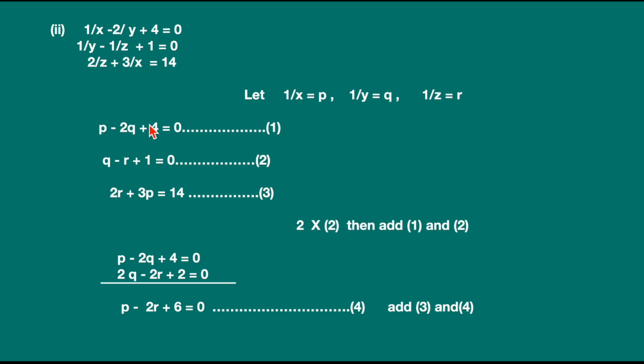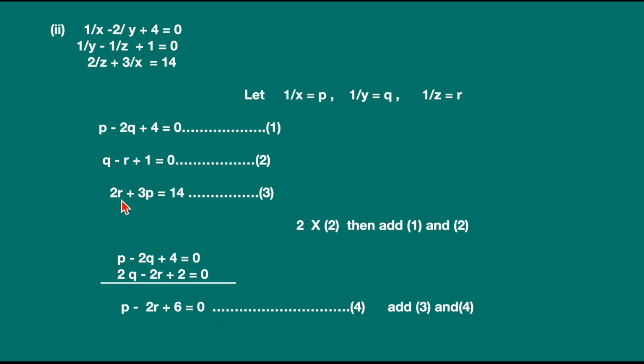Okay, so here let us take the first equation and the second equation. We are going to eliminate the q here. So I'm going to multiply the second equation by 2. So 2q minus 2r plus 2 is equal to 0. Now you can add this. This will get eliminated, minus 2q plus 2q. So you are left with p minus 2r plus 6 is equal to 0. This is the fourth equation.